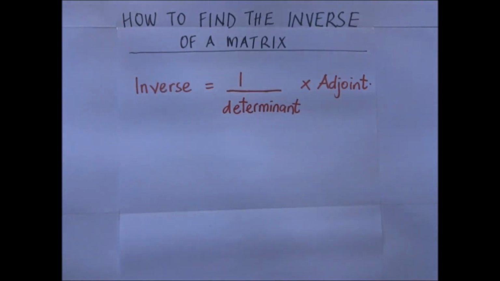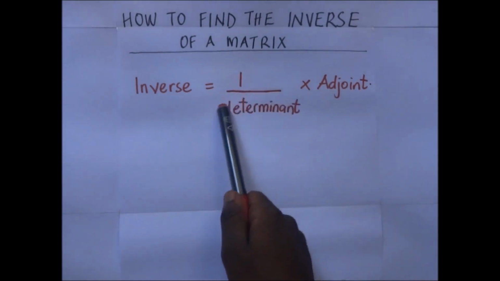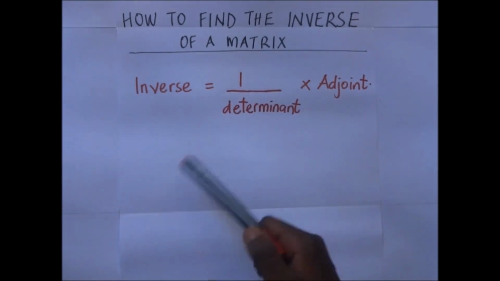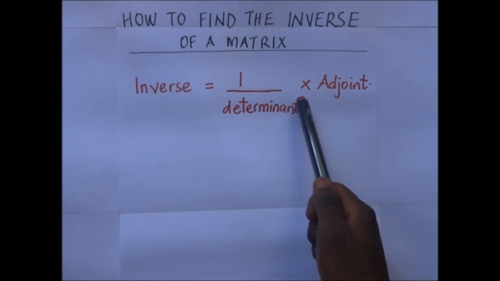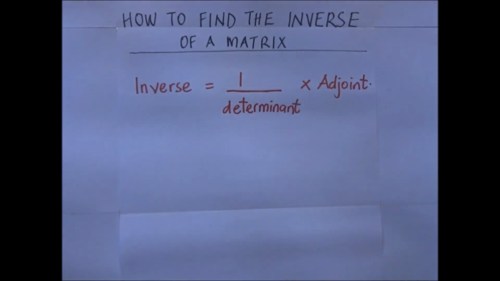So in this tutorial, we are going to first explore how we get the determinant. Then afterwards, we shall explore how we find the adjoint. And then eventually, we'll be able to find the inverse of a matrix.